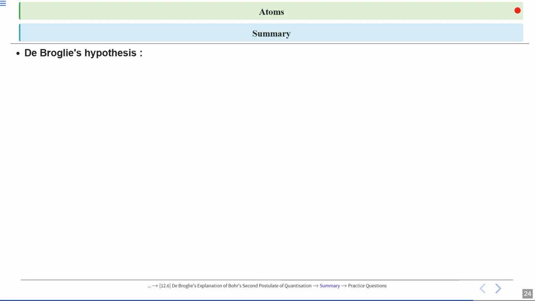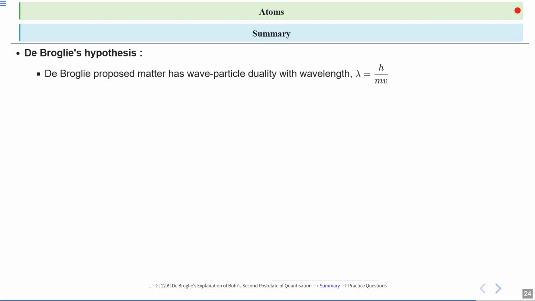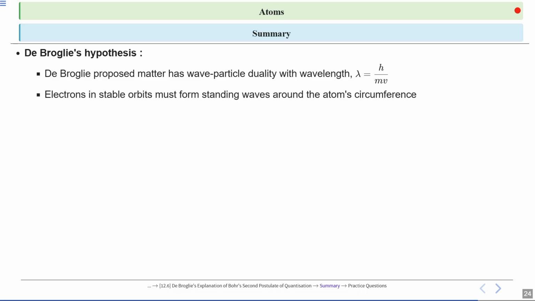Let's look at de Broglie's hypothesis, which is a key idea in modern physics. This hypothesis connects the behavior of matter like electrons to the concept of waves. We will see how this idea explains why electrons behave the way they do in atoms. De Broglie proposed that all matter, not just light, has both particle and wave properties. He gave us a formula for the wavelength of a particle, lambda equals h divided by m times v, where lambda is the wavelength, h is Planck's constant, m is the mass, and v is the velocity of the electron.